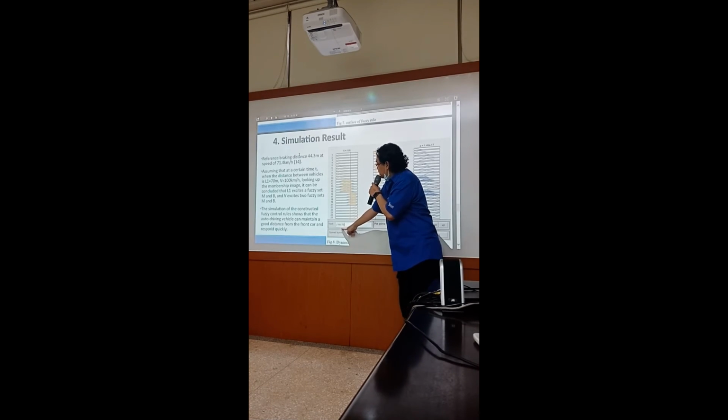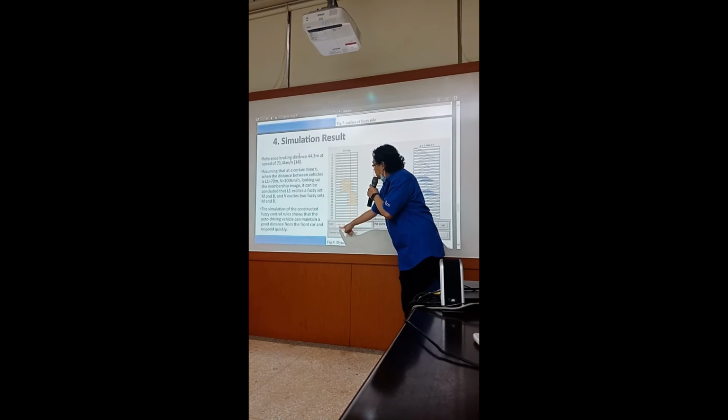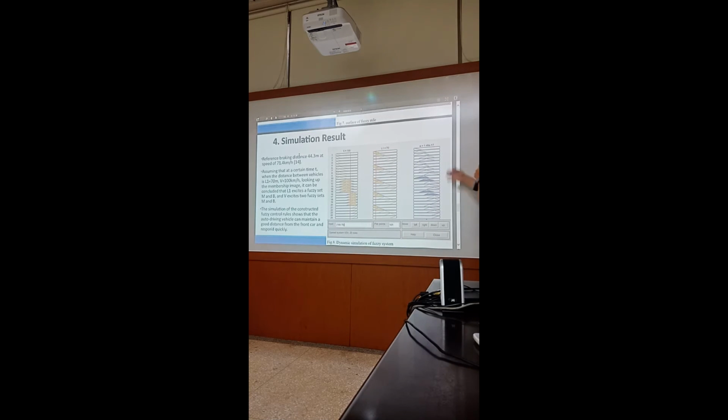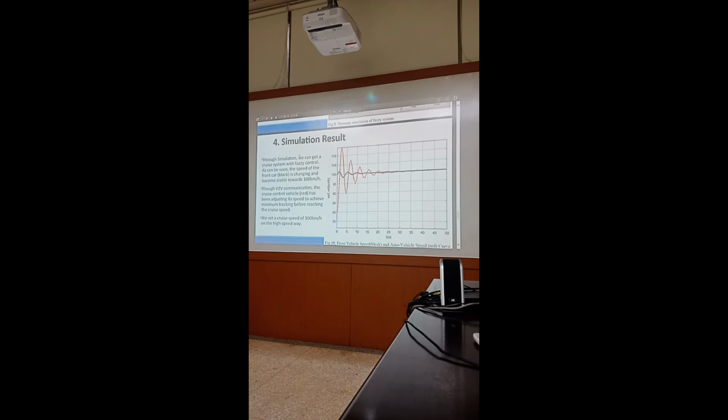For example, the input distance is 100 and the velocity is 100, then the speed is 100 and the distance is 70, and yes, it can follow the situation. This is the simulation result for all of the system that they run, and they want to achieve this one.